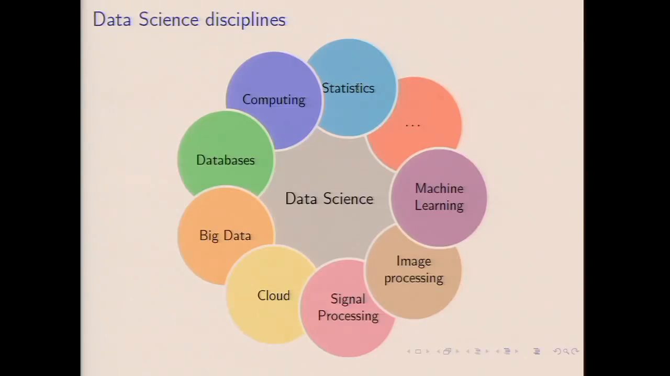So there are many techniques around. You need to understand what they are, but you don't need to be an expert in each one of them. You might be an expert in image processing or in databases or whatever, right? But you need to understand the role of each one of these technologies.